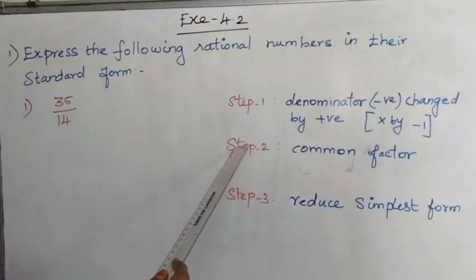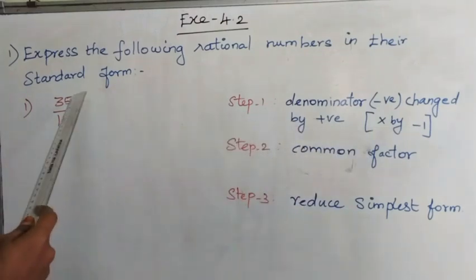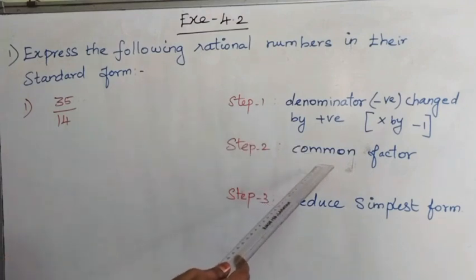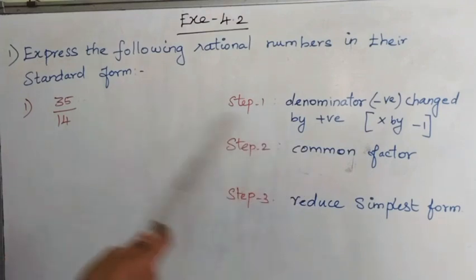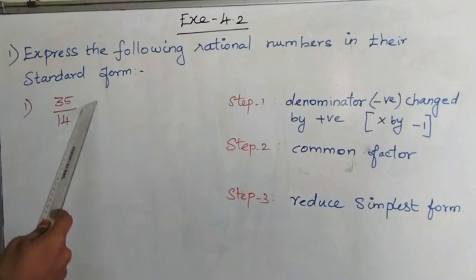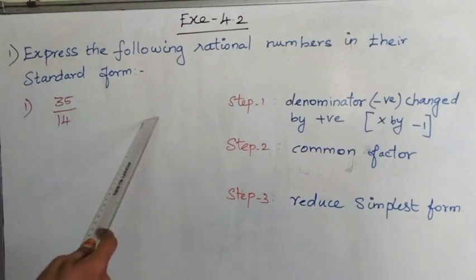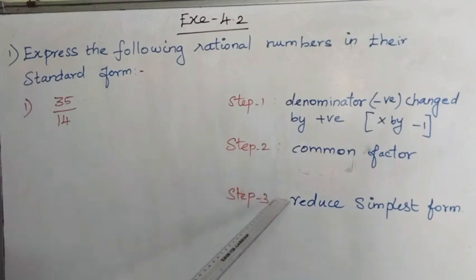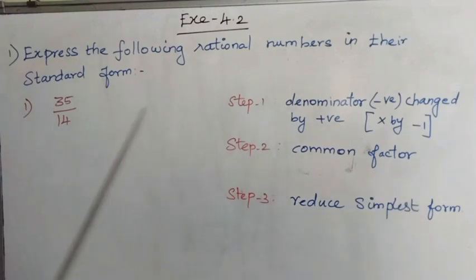And the second condition: you have to take the common factor of the numerator and denominator, divide by it, and write that. That is the second step. And the third step, you have to reduce the given rational number to the simplest form. Okay, these 3 rules are very important for the standard form.